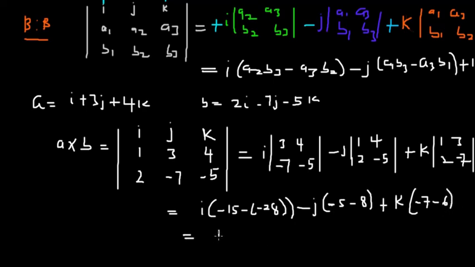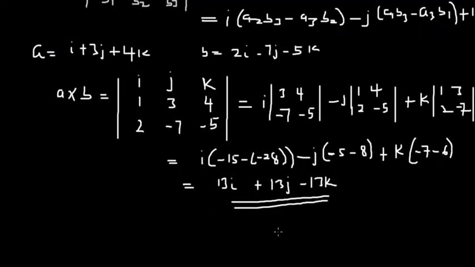So this simplifies further. This will give us minus 13i, okay, minus this portion, minus 5 minus 8, that's minus 13, so positive 13j, okay, and then this will give us minus 13k, okay. So this is our final answer for this example. So you can try other examples, okay.